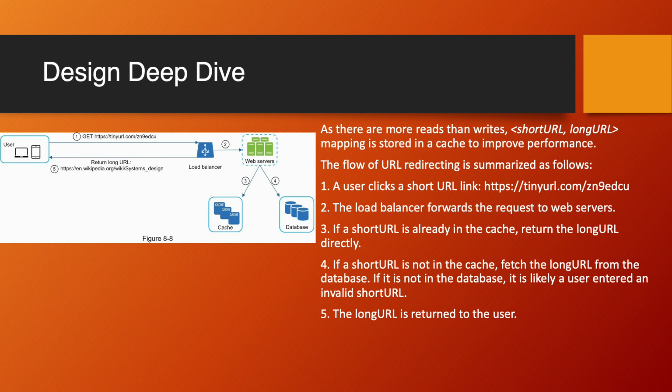As there are more reads than writes, the short to long URL mapping is stored in cache to improve performance. The flow of the URL redirecting is summarized as follows. A user clicks on the short URL. The load balancer routes the request to web servers. If the short URL is already in the cache, return the long URL directly. If a short URL is not in the cache, then fetch the long URL from the database. If it is not in the database, it is likely a user entered an invalid short URL. Finally, the long URL is returned to the user.